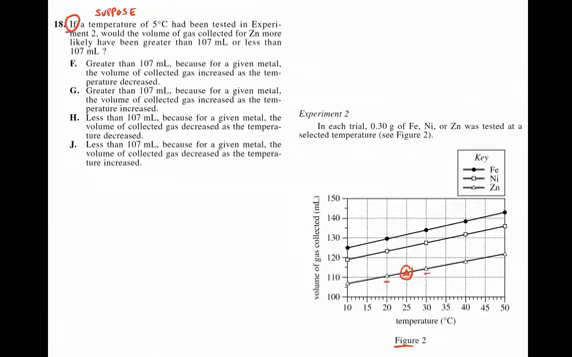Okay, in this specific question, they're saying, what if there had been a measurement at a temperature of 5 degrees Celsius in experiment 2? Would the volume of gas collected for zinc be more likely greater than 107 or less than 107? So at 5 degrees, that's the temperature I want to look at in experiment 2. But you'll notice it stops at 10. It doesn't go any lower than that.